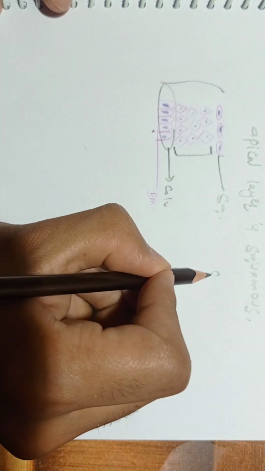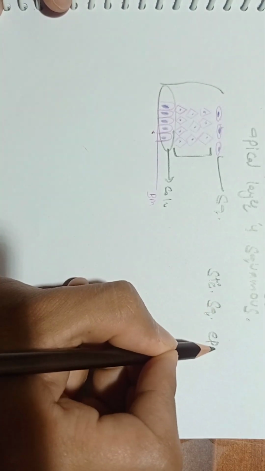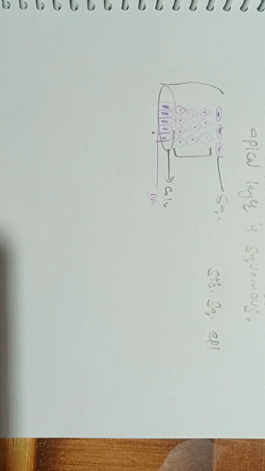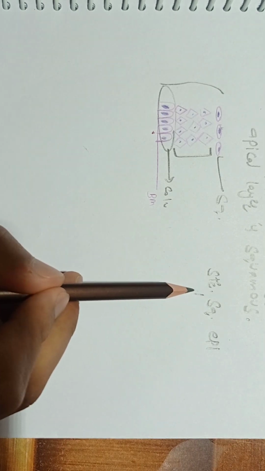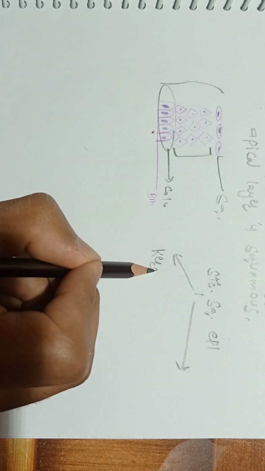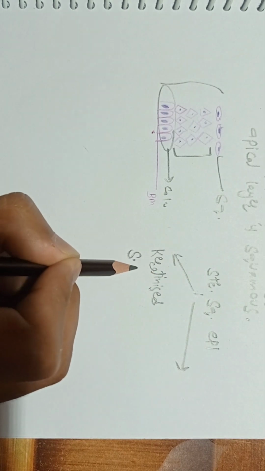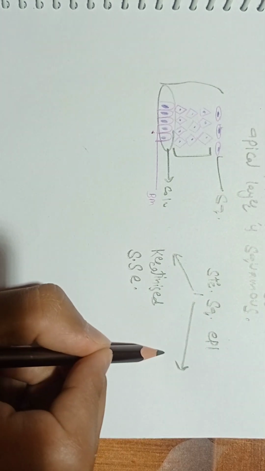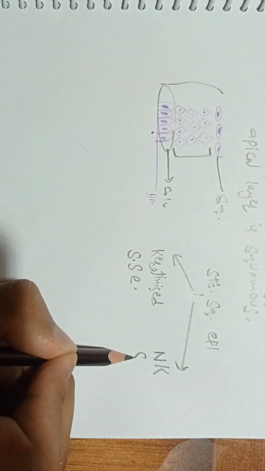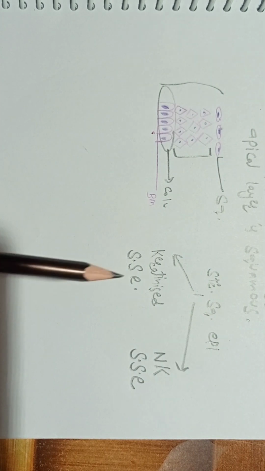Now this stratified squamous epithelium is of two types. It can be keratinized stratified squamous epithelium, or it can be non-keratinized stratified squamous epithelium. These are the two types of the stratified squamous epithelium.